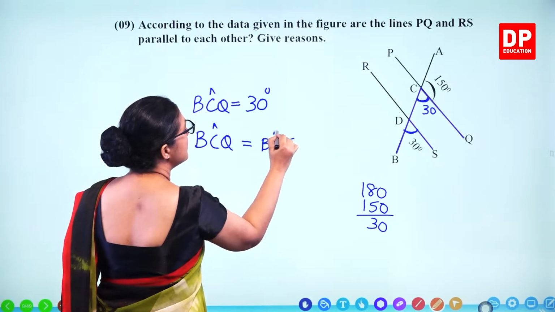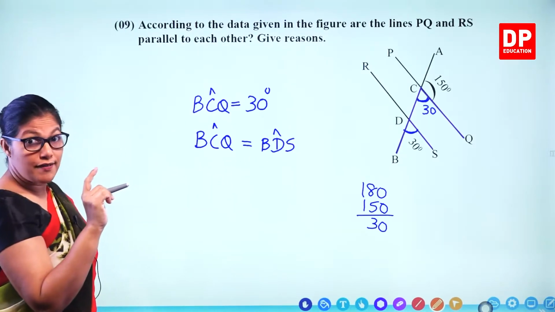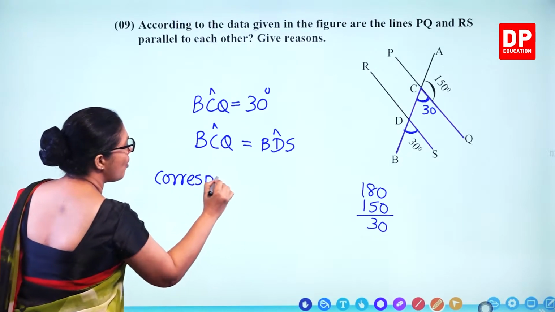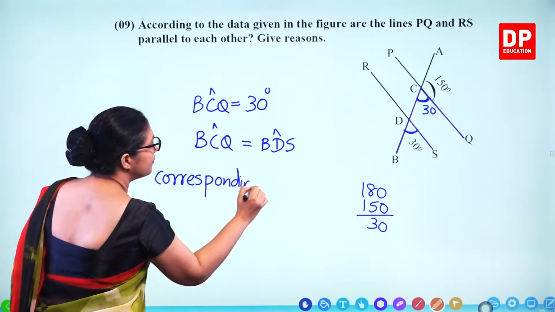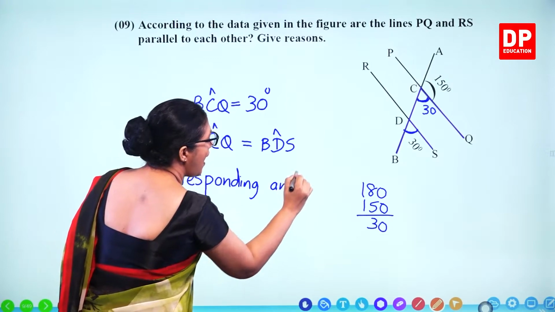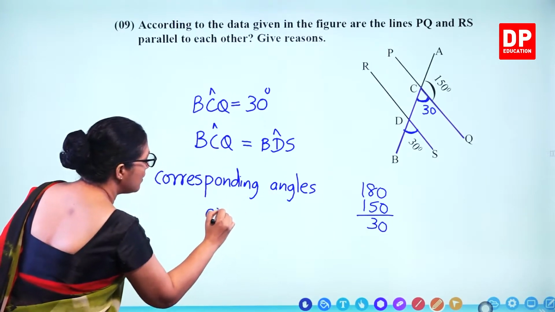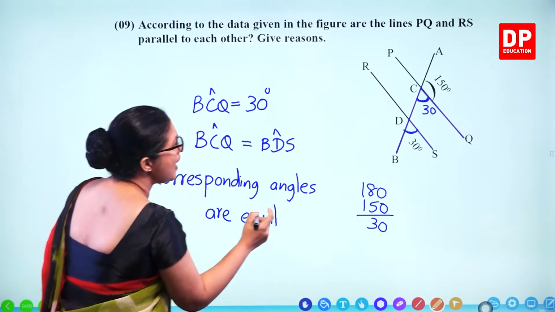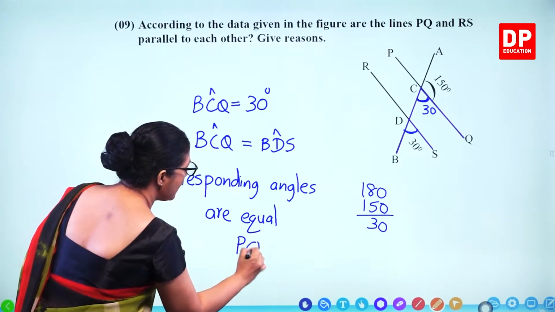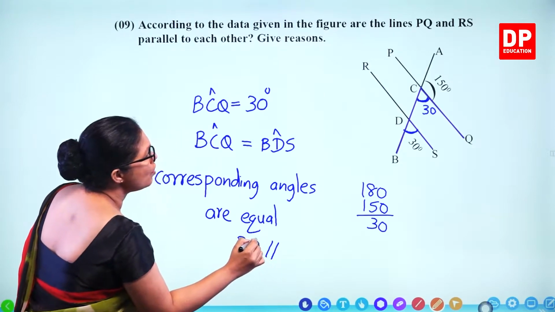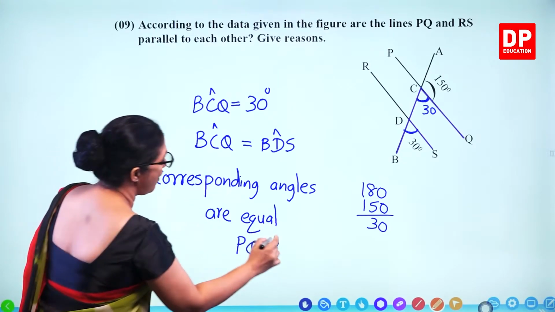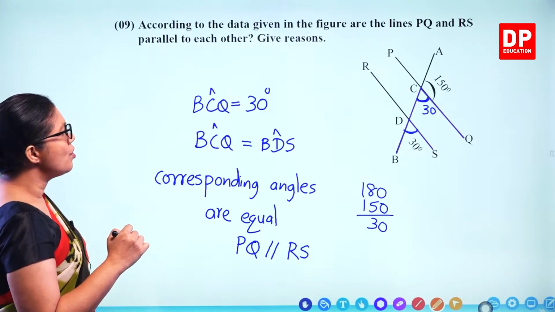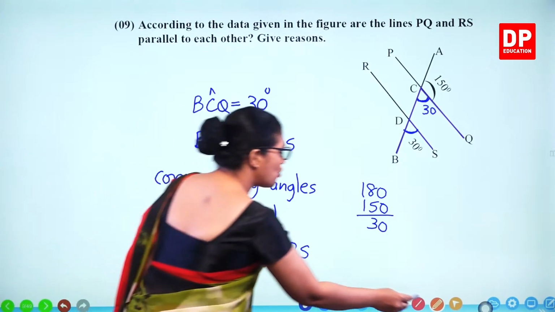BDS angle, so you can write corresponding angles are equal, corresponding angles are equal. So you can say PQ line is parallel to RS. PQ is parallel to RS. So you get 2 marks for that.